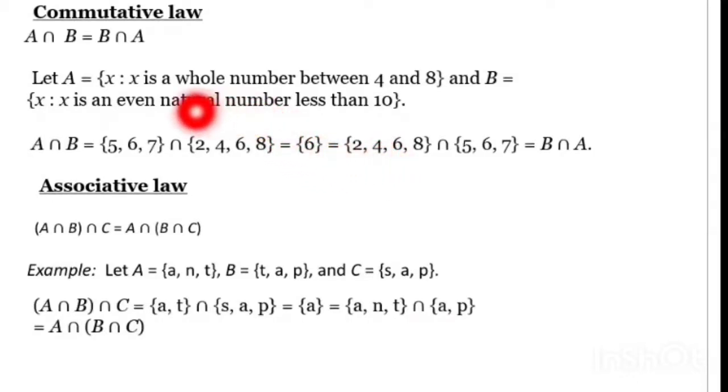If we intersect the two sets, that is A intersection B, we will get the element 6, which is the same as B intersection A. Hence, we prove that the set intersection is commutative in nature. Similarly, we can prove that it is also associative in nature. That is, (A intersection B) intersection C is equal to A intersection (B intersection C). This is an example which shows that the set operation intersection is associative in nature.